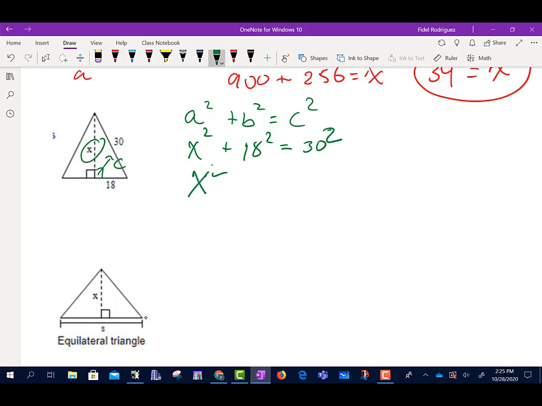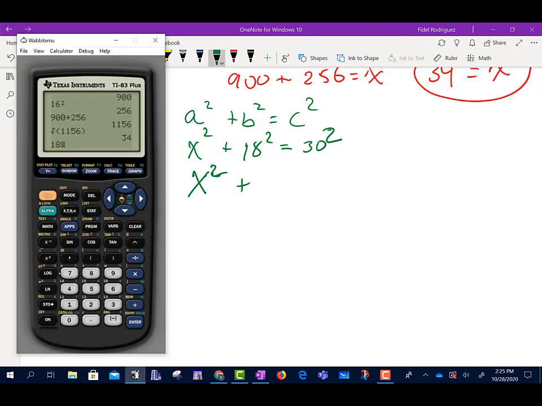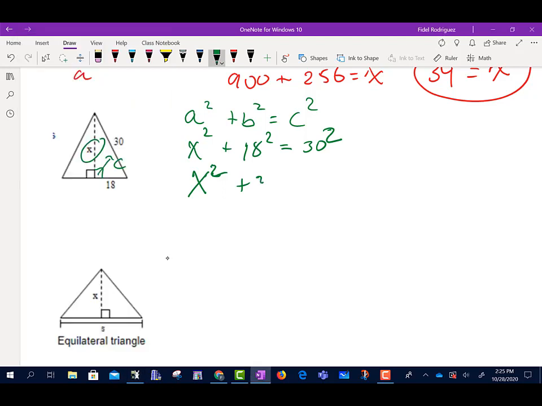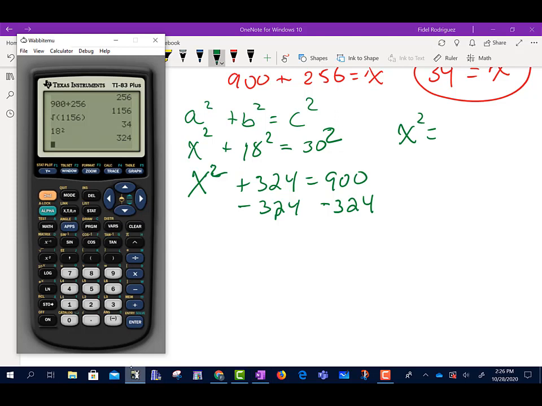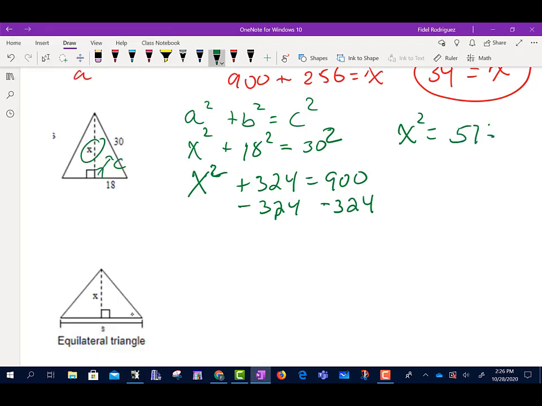Let's see, what's 18 squared? So 18 squared is 324. We did 30 squared a little while ago. That was 900. So now I need to subtract 324. Let me take my calculator. What is 900 minus 324? And I'm coming up with 576.